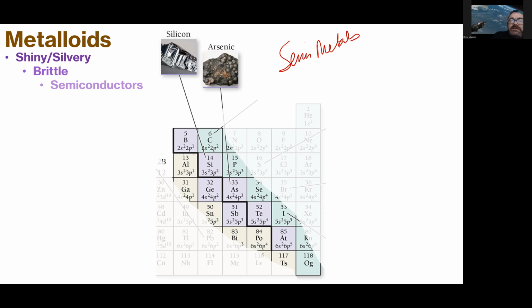What I really want us to remember is that aluminum is actually a metal, not a metalloid. And everything else that touches that stair-step line we can consider to be a metalloid: boron, silicon, germanium, arsenic, antimony, tellurium, astatine. Although astatine we're not going to work with because it's super radioactive and doesn't live for very long. Our textbook qualifies polonium as a metalloid, so this should be purple as well.